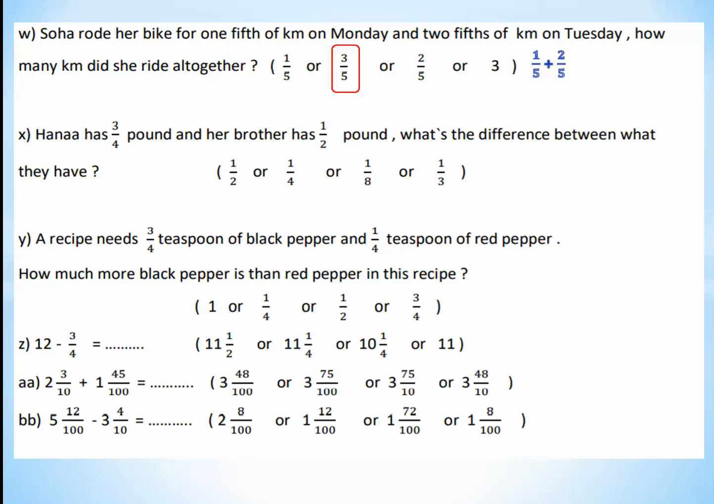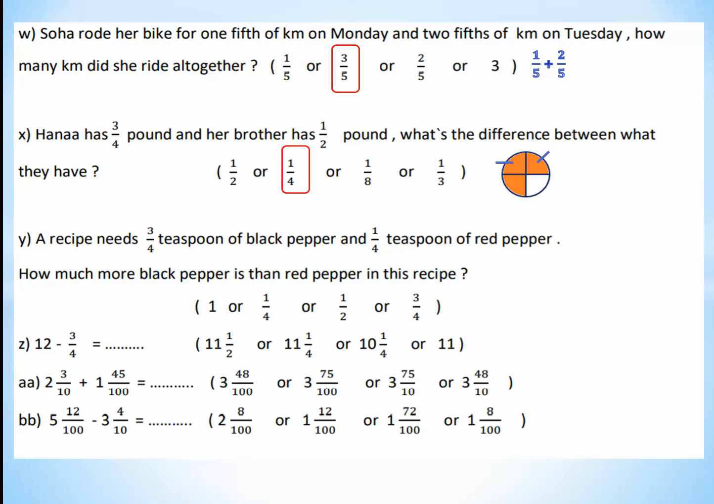Hannah has 3/4 pound and her brother has half a pound. What's the difference between what they have? Okay, we will subtract 3/4 minus a half. Half here means 2/4. Do you remember? So we will cross 2 shading, and the remainder will be 1/4.